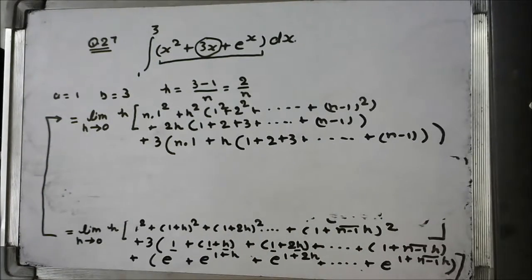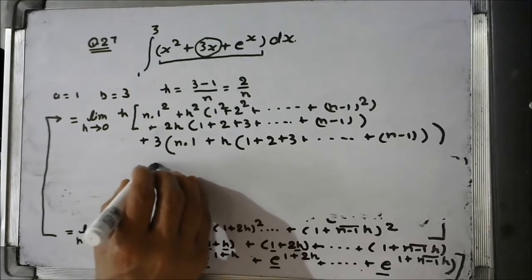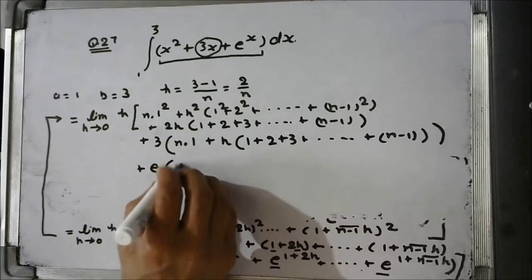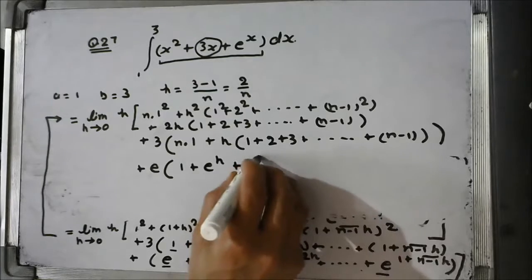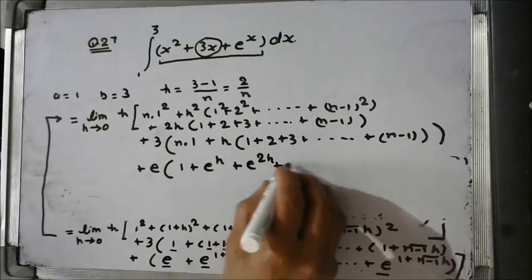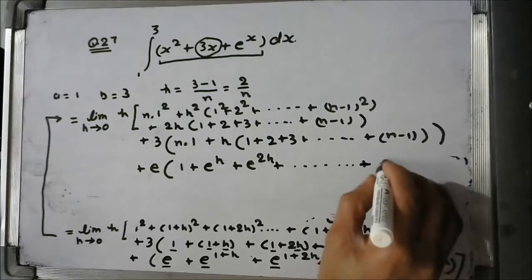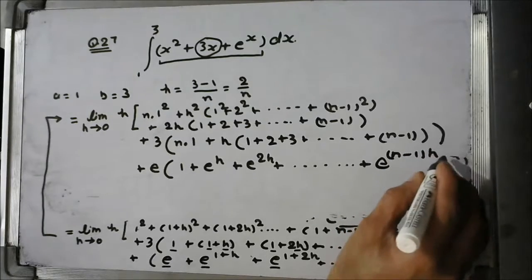Now coming to the exponential function term. In each of those terms e can be taken common, so we will be left with e, and inside the bracket we will have 1 plus e raised to the power h plus e raised to the power 2h up to e raised to the power n minus 1 h.